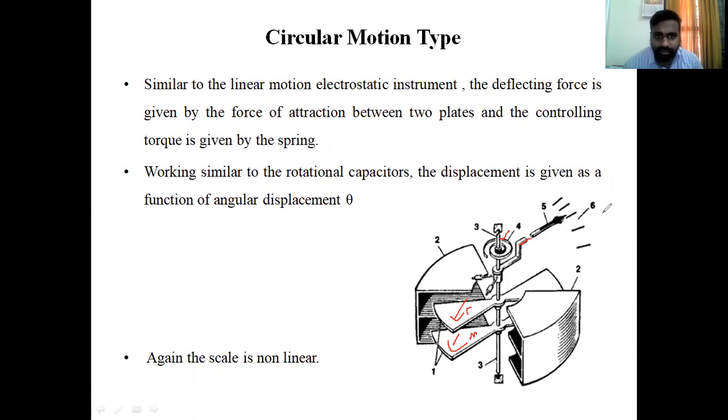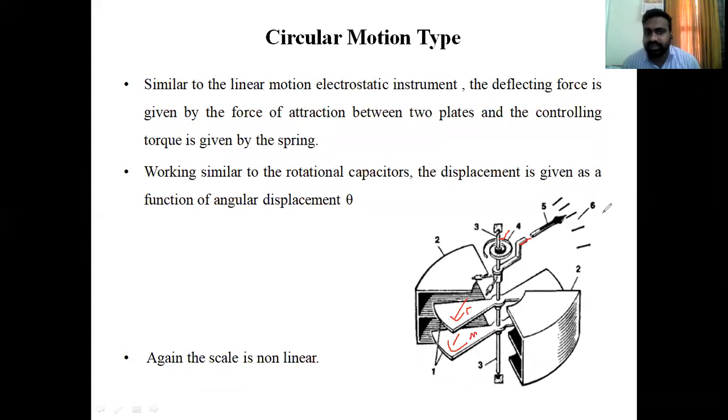Someone posted query 283: what is a non-linear type scale? In construction we can't say linear scale or non-linear scale. Depending upon the deflection angle theta, we can define the behavior of the scale. Let us say in a PMMC instrument, the deflection angle theta is directly proportional to current. But in an MI instrument, the deflection angle is proportional to current square.